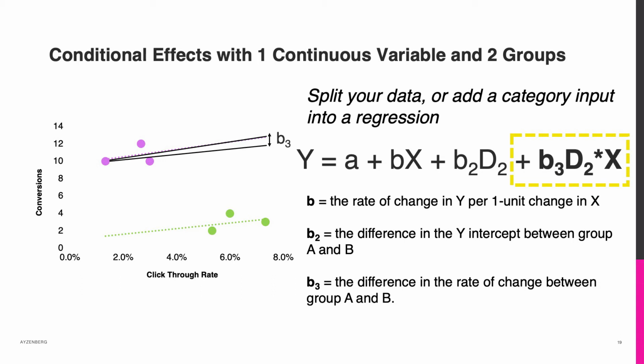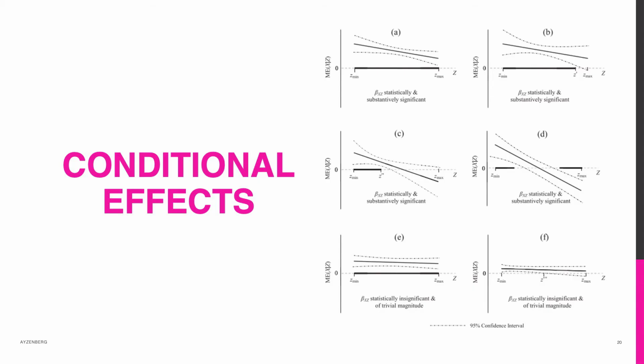It's the incremental increase or decrease from the original beta when d equals 1. Let's take it even further. We have reviewed how to do conditional analysis when you have two groups. You can always extend that methodology to multiple groups. However, what do you do when you have a continuous variable that conditions your effect?